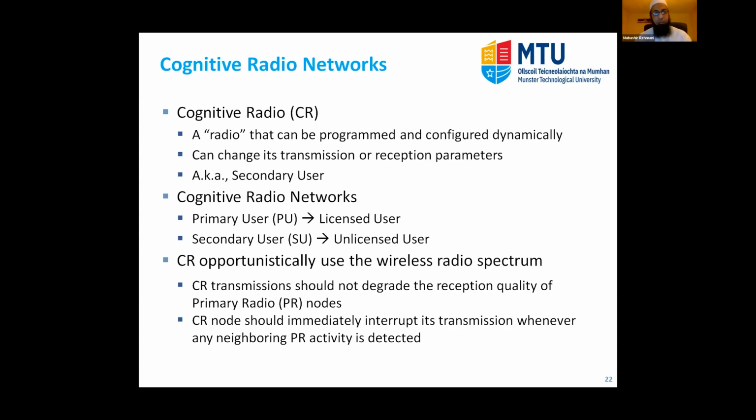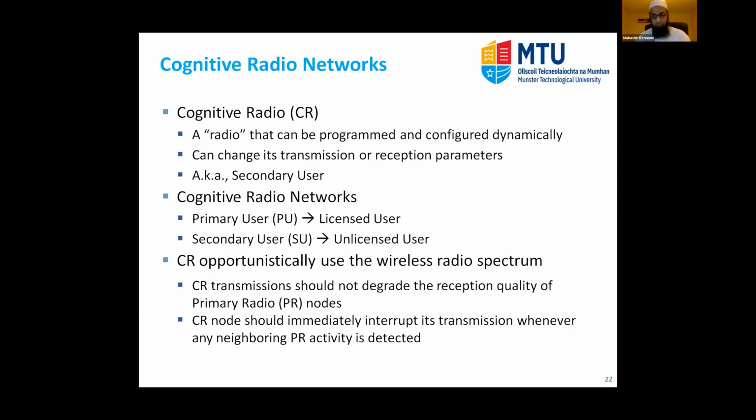And there are two types of users in a cognitive radio network. One is the primary user, and the other one is the secondary user. So the primary users will be the licensed users, while the secondary users will be the unlicensed users. So basically, the cognitive radio nodes will opportunistically use the wireless radio spectrum. What they will do is try to identify the spectrum gaps, the spectrum holes, or underutilized spectrum, and then try to use that portion of the wireless radio spectrum to build their own network or to start their communication.